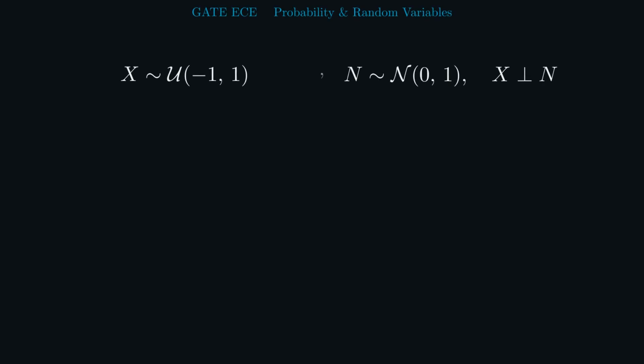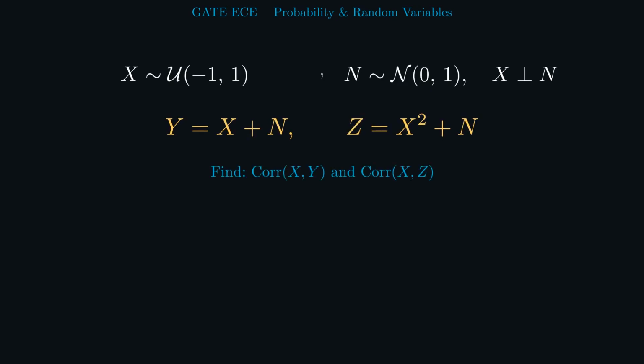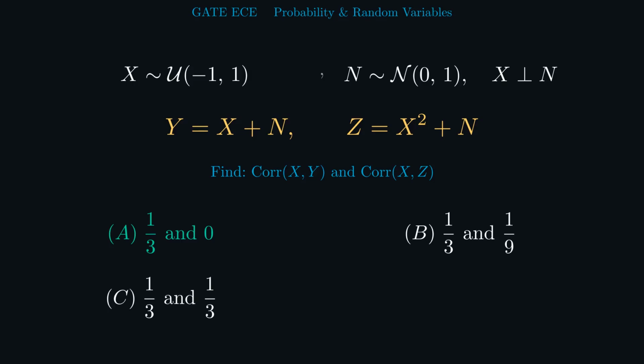This is a GATE problem on random variables and correlation. X is uniformly distributed between -1 and 1. N follows a normal distribution with zero mean and unit variance. X and N are independent of each other. We define Y = X + N and Z = X² + N. We need to find the correlation between X and Y and the correlation between X and Z.